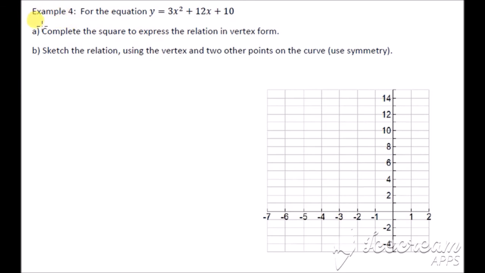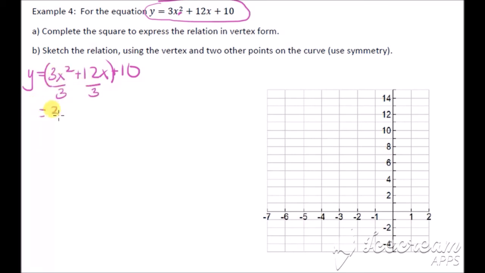Okay, last one, same type of question. For this equation, and we can tell that this is a quadratic equation. We have an x squared here, and this is in standard form. We're going to complete the square to express the relation in vertex form, and then we're going to go ahead and graph it with 2 other points using symmetry. Okay, so y equals 3x squared plus 12x plus 10. Okay, so first step, bracket the 2 first terms. We have to pull that 3 out of there so that the coefficient of x squared is 1. So x squared plus 4x.